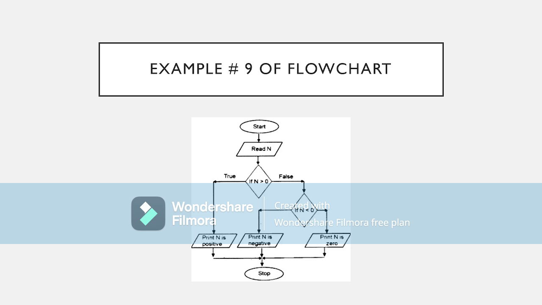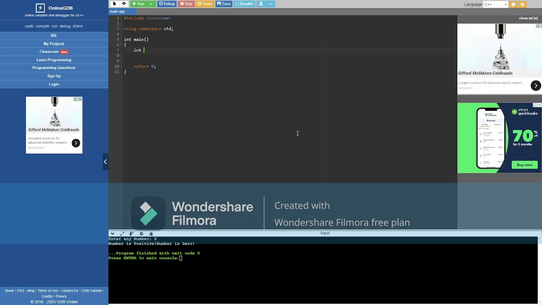If n is greater than 0, then it is going to print out number is positive. If not, it is going to go to another condition. Here we are going to use nested if, and depending on that condition it is going to print the number is 0 or the number is negative. So let's go into the IDE and make this program. So now I'm here inside the IDE.